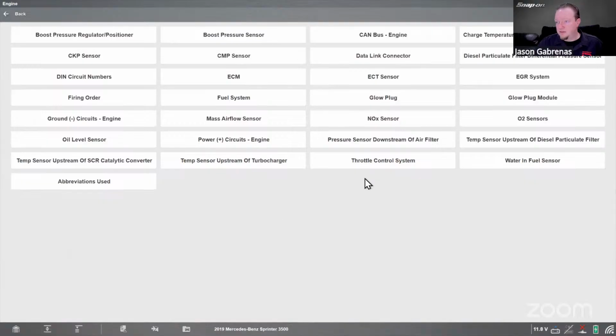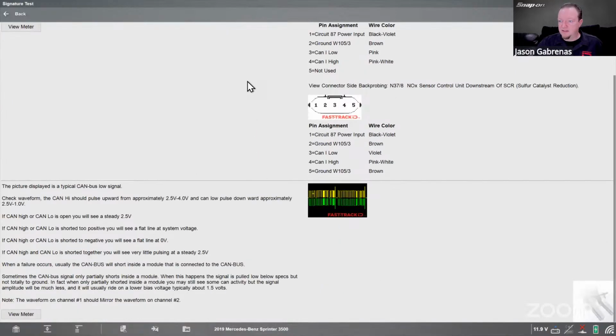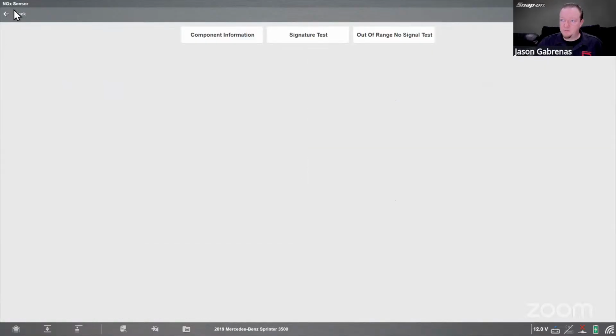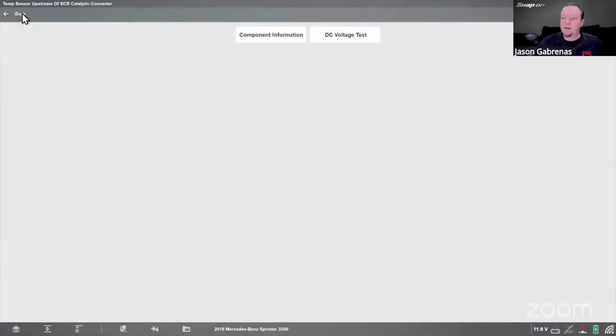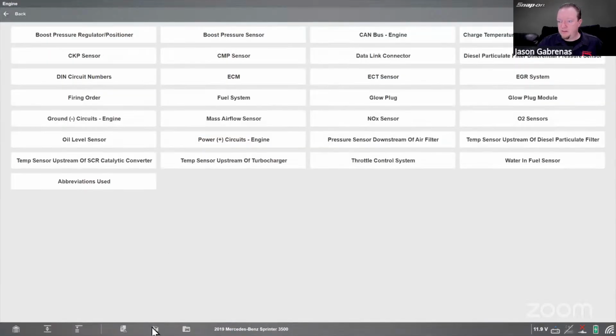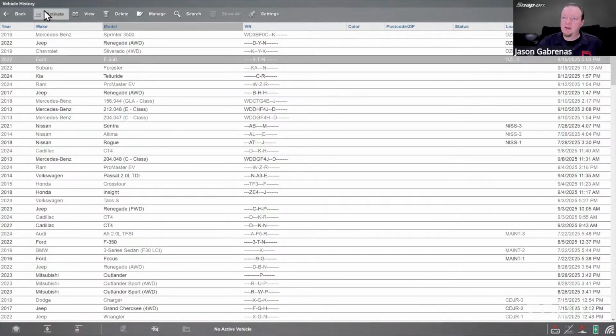Let's see. Temp sensors, oxygen sensors, NOx sensor. So the NOx sensor is going to be a CAN bus signal in this case. So you'll be able to see that. CAN high, CAN low. Temp sensor, just be checking for voltage. It's voltage based on temperature, so 0.9 volts to 1.2 volts at 650 degrees Fahrenheit. All right, so lots of good stuff on that. And then since everything is a little bit different, I'll pull up this Ford.